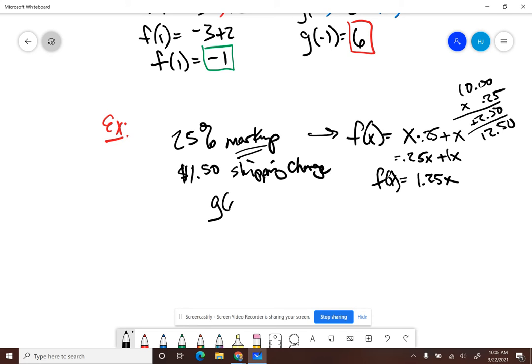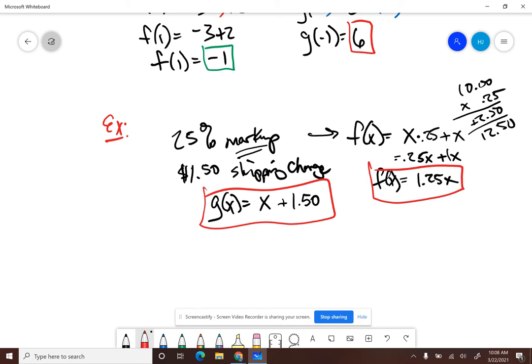Well, again, I've got g of x, and I've got a certain price I'm going to pay for the product to come in, but as soon as that product comes in, then I have to add, right, shipping charge, I have to add $1.50. So you kind of see we have two separate functions here. We've got a g of x function here. We've got an f of x function here.